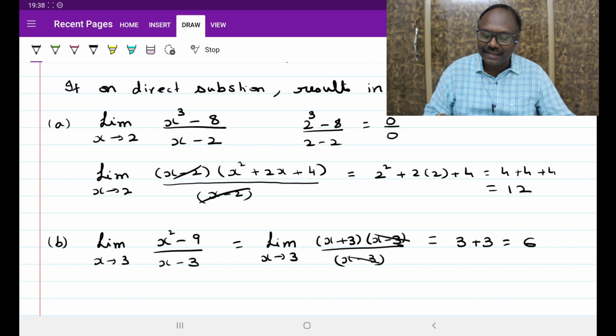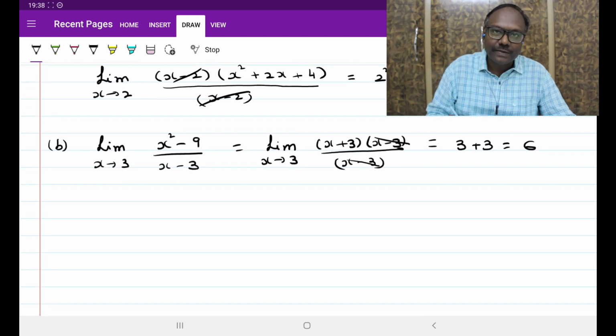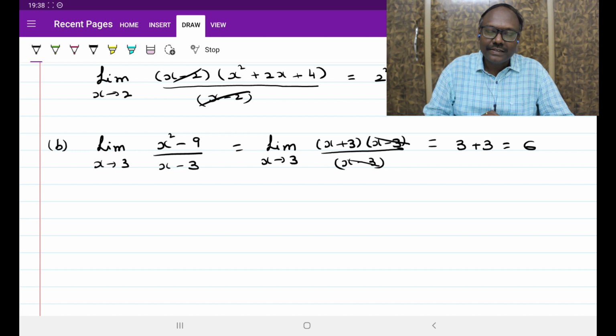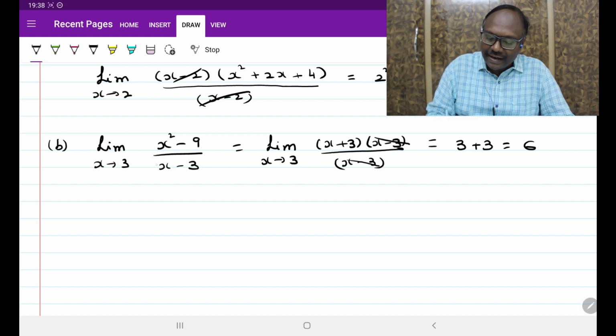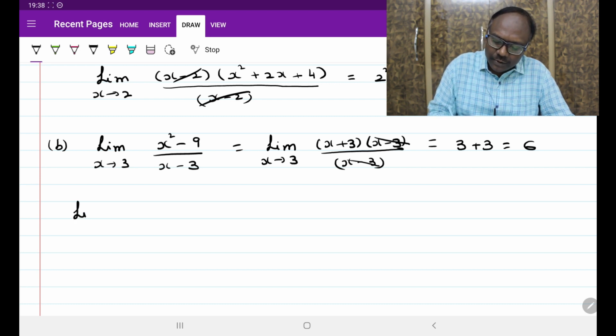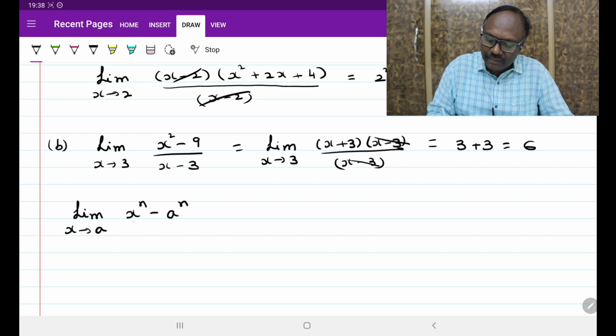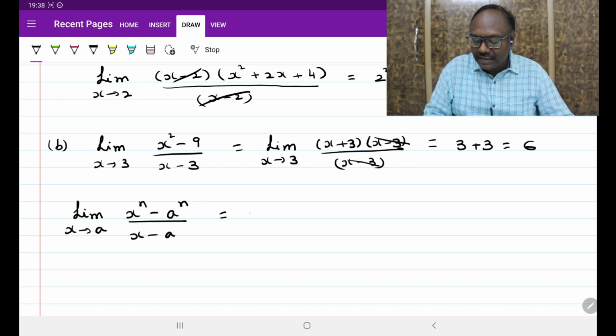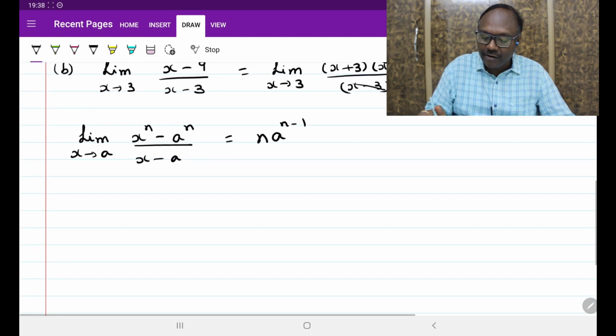Now, let us see the third method, that is using the concept of the identities. Instead of cancelling out the common factors, we can also do this problem using the identity. So, let us see that. Suppose we have limit x tends to a, x to the power of n minus a to the power of n by x minus a. So this can be evaluated using the identity n a power n minus 1. So this is another important identity which we use very often.